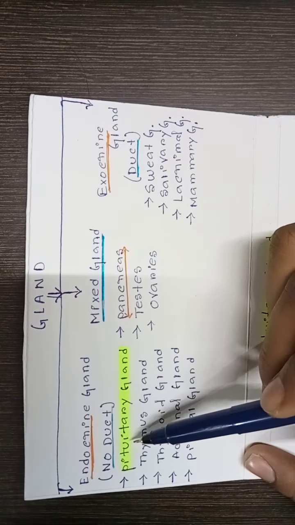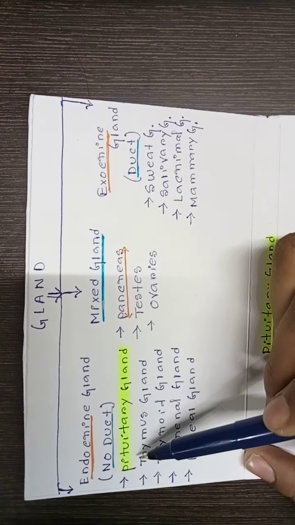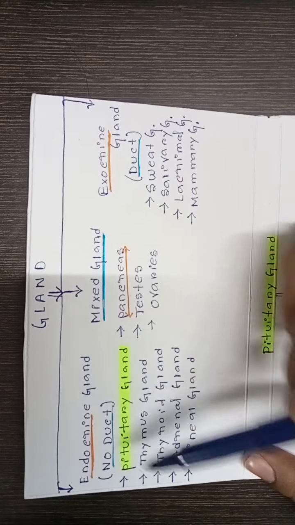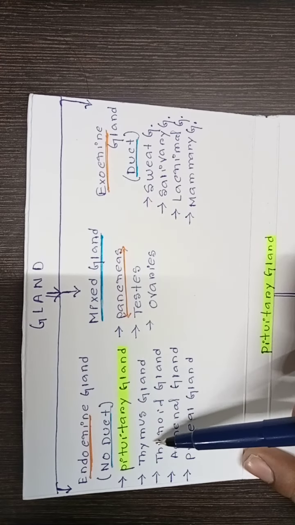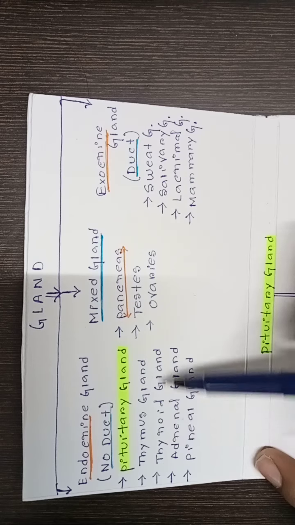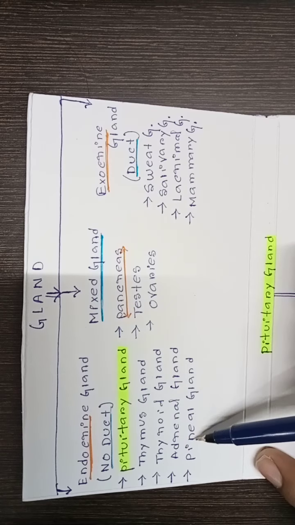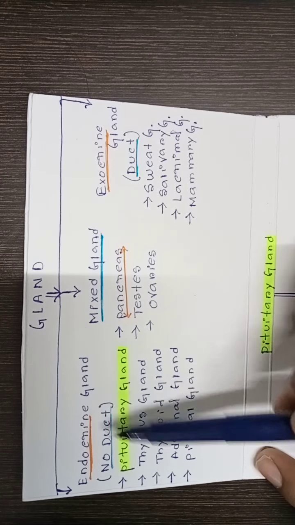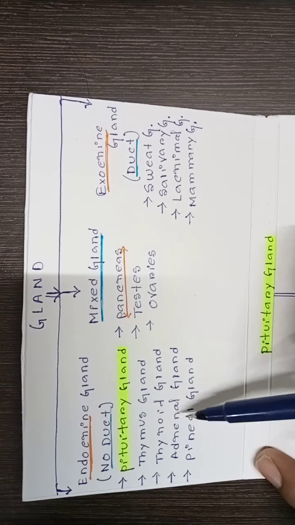So the example is the pituitary gland. The pituitary gland is otherwise called the master of glands. And then there is the thymus gland, thyroid gland, adrenal gland, and pineal gland. These are the glands which don't have a duct.